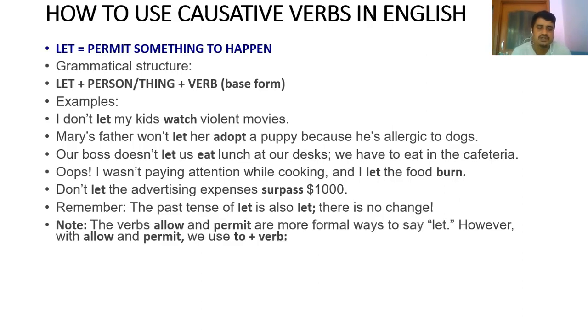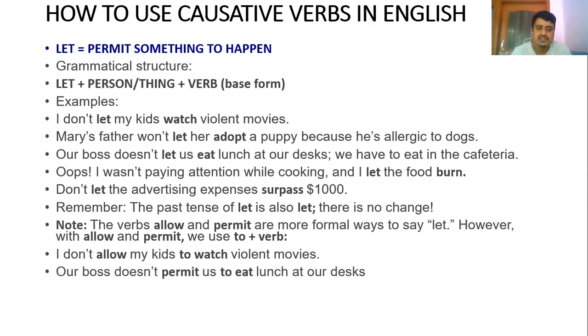Note. The verbs allow and permit are more formal ways to say let. However, with allow and permit, we use to plus verb, or we may say to infinitive. I don't allow my kids to watch violent movies. Our boss doesn't permit us to eat lunch at our desks. In this way, we can change other sentences too.